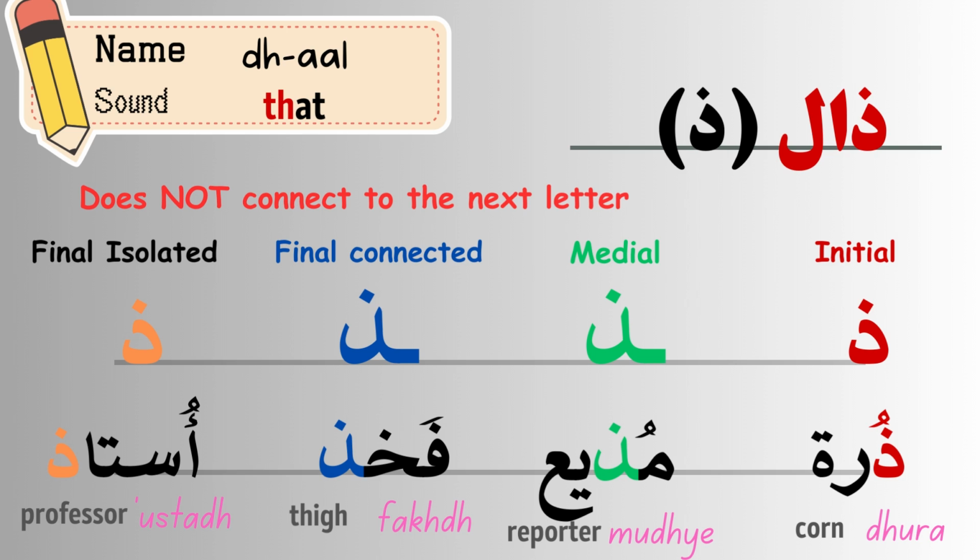Again, remember we said the letter dal doesn't connect to the next letter. So if you look at word dura, word corn, you can see we use the initial form or the isolated form of the ra because the letter dal doesn't connect with after. And in words مذيع, the dal came in the middle, but we use the initial form of the ya because dal doesn't connect with after.